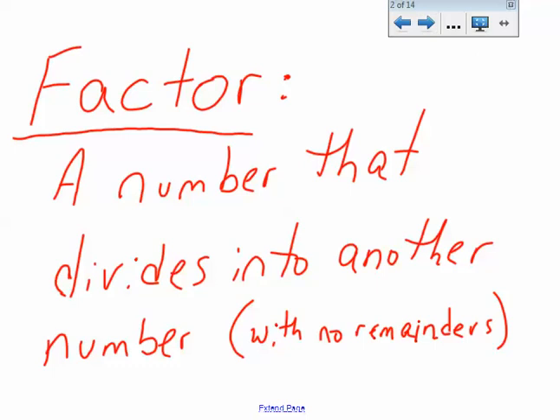Let's talk about factor. A factor is a number that divides into another number with no remainders, so it divides evenly. You can look at it as multiplication as well, a number that multiplies another number to get a product. But I like to think of it as division, a number that divides into another number with no remainders.